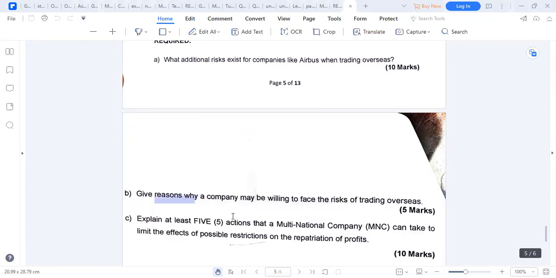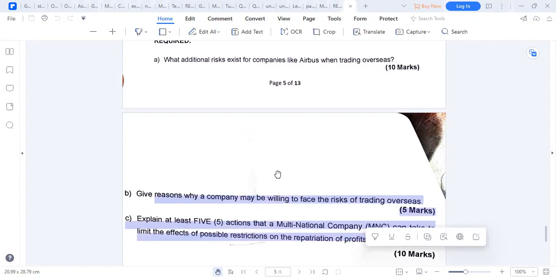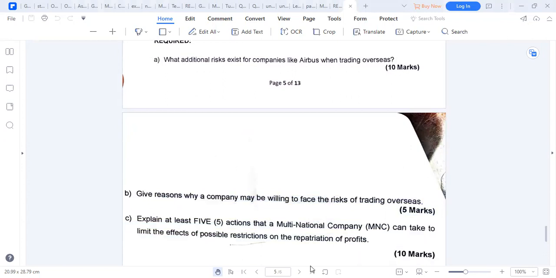Any questions? So we can now go to part B. I hope that was clear. In part B, we're being asked to give reasons why a company will be willing to face the risks of trading overseas. Why would you engage in trading overseas? Why would you undertake it despite the risk?